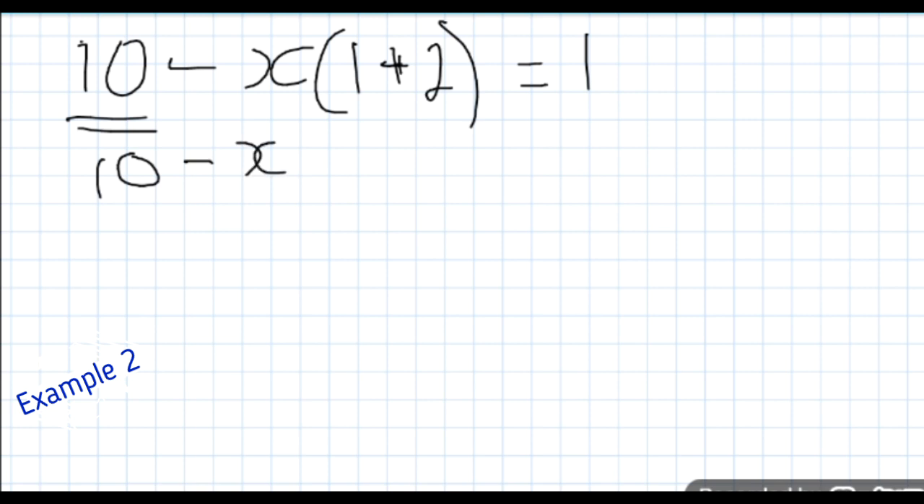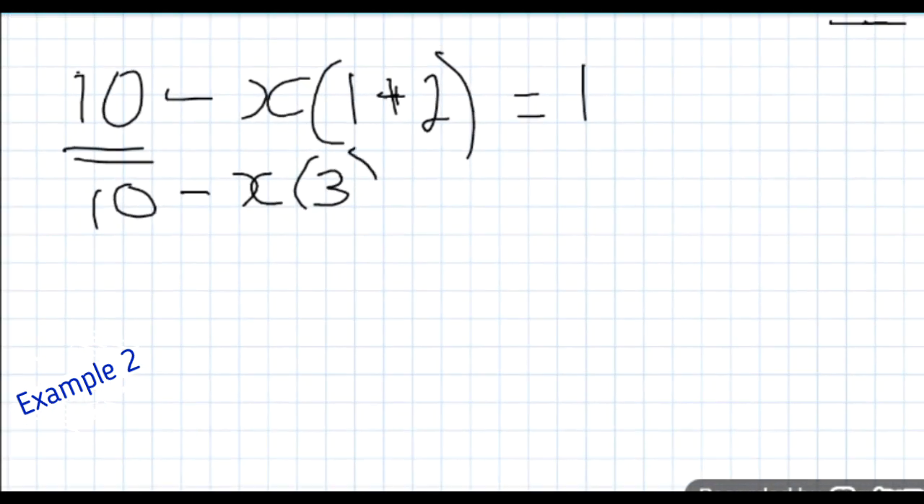Okay, what is in the brackets? What is in the bracket is what you do first. So brackets always come first. You do what's in the bracket if you can. 1 plus 2 is equal to 3. So you simplify it, right? So put it in there, so it's sitting inside the bracket, equal 1. Okay.